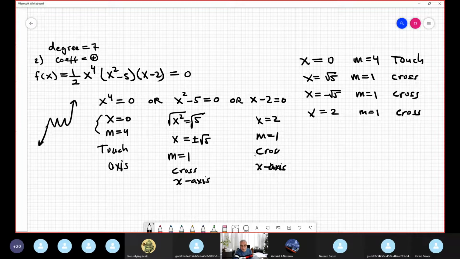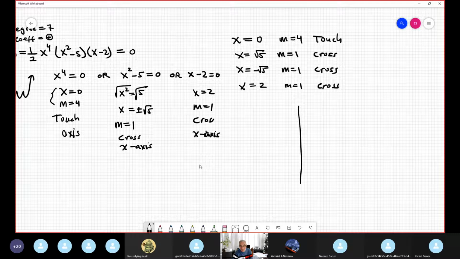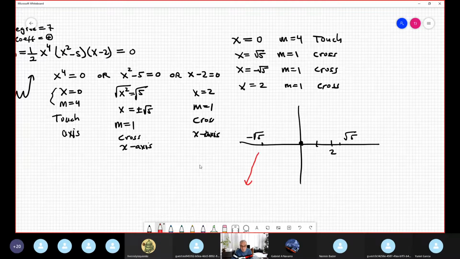So, our graph, they don't necessarily say to do the graph, no. Using my imagination, our graph looks like that. Let me show you. This is 0. This is 2. This is radical 5. Radical 5 is approximately 2 point something here. And negative radical 5 here. And the end behavior is like that. Look: touch, cross, and cross.